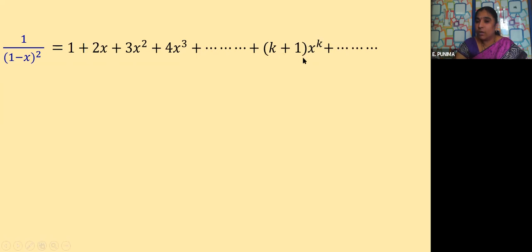This term is what now? (k plus 1) into x to the power of k, whatever is the k value. Here the power of x is considered as our k. What is the power of x here in the first term? It is 0. Yes or not? So 0 plus 1 is nothing but our first term coefficient. Second term, what is the power for x? It is 1, x to the power of 1. So k is equal to 1. So that means 1 plus 1 becomes 2. That is, 2 is the coefficient of x.